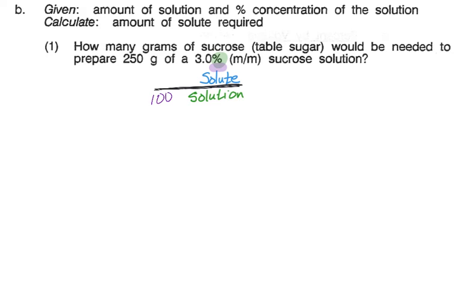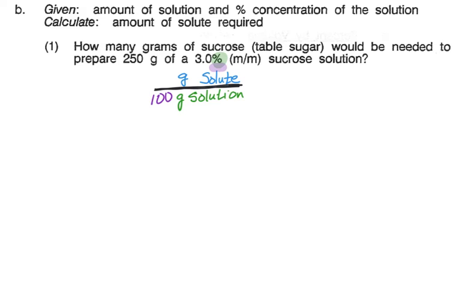Next, we need to figure out what units to use, and this one does say mass or mass percent. And so that means that we're going to use grams on top and grams on the bottom. Now let's see if we can identify our solute, our solvent, and our solution.